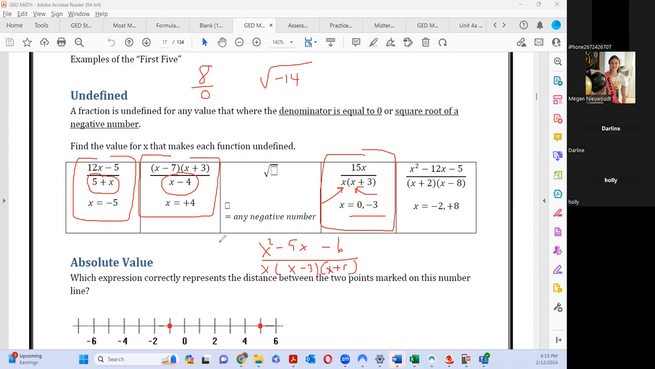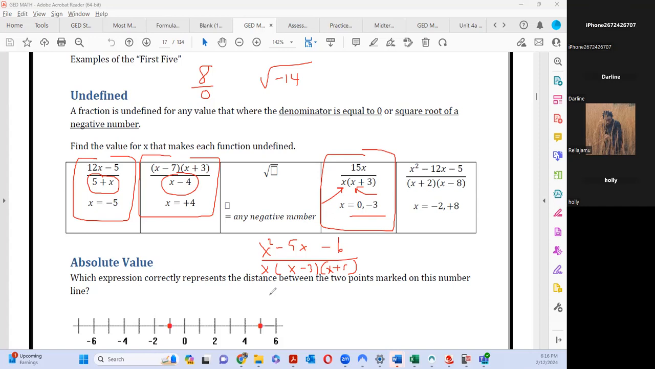So again, the key word when you're reading the question: if it says anything about undefined, you know you are looking for either a negative square root or a denominator that can't be 0. In this expression, how many instances of x do you have in the denominator? 1, 2, 3. So there could be 3 values of x that could make this undefined.